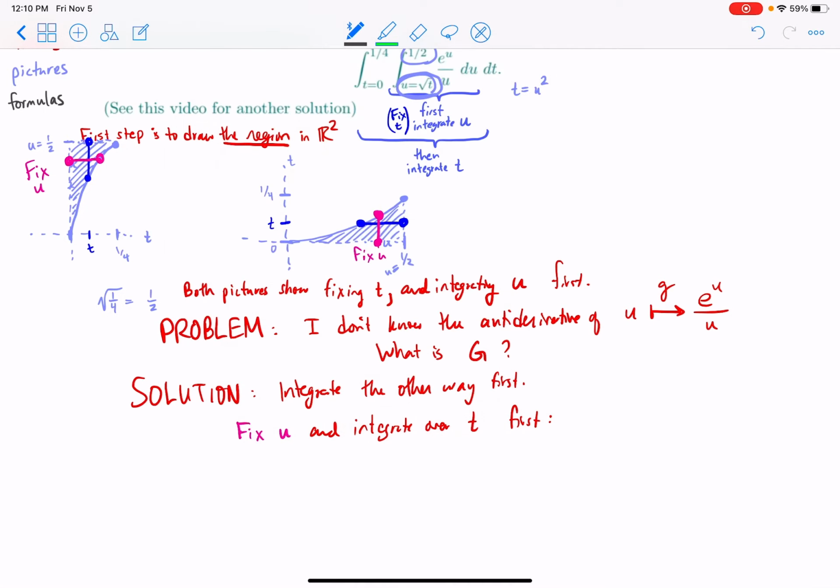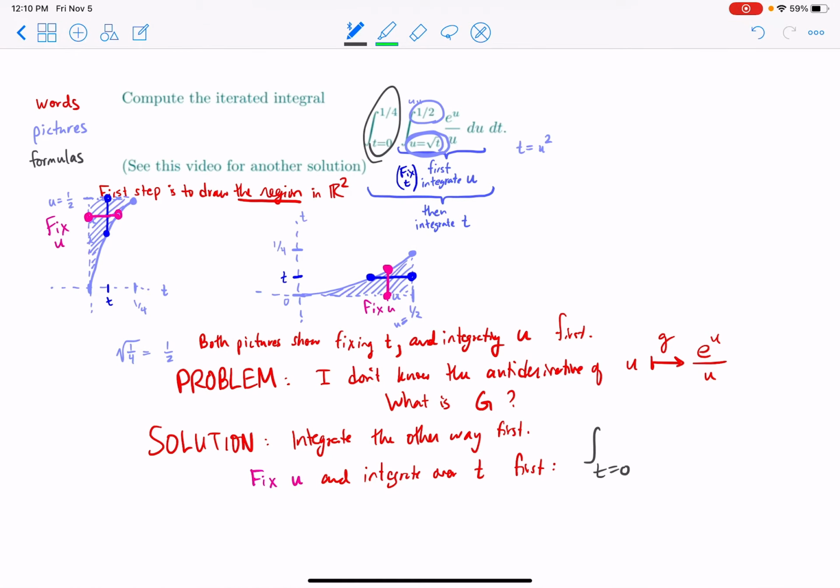The first formula will be t equals, now I have to look at my picture because I can't just say t equals 0 to 1/4. I need to take into account the endpoints of this pink. And so my t goes from 0 to the curve. From 0 to the curve. Pause until you understand why I did that. T equals u squared.